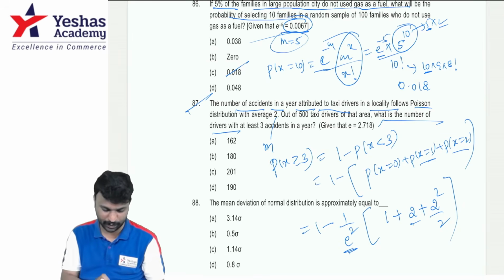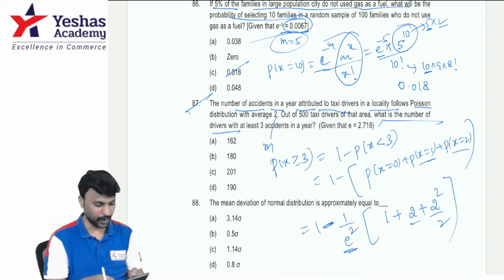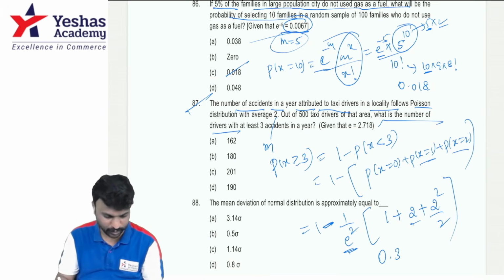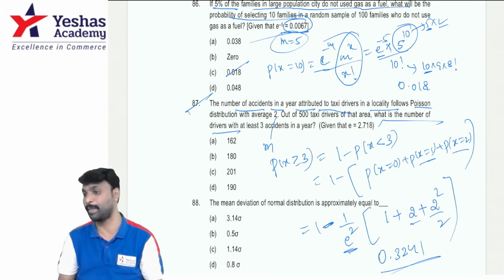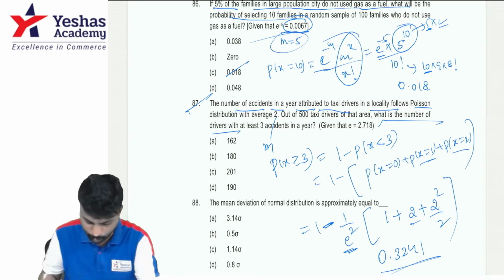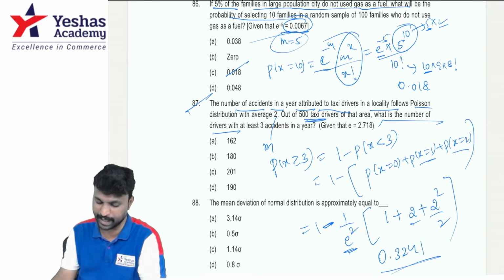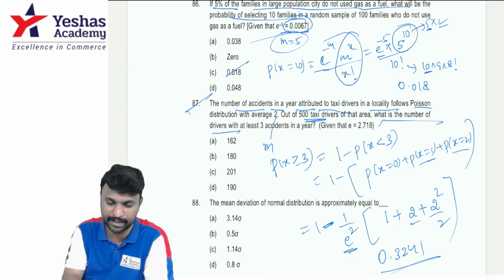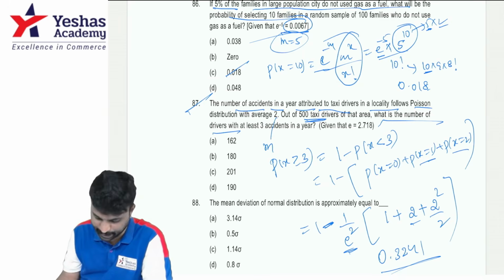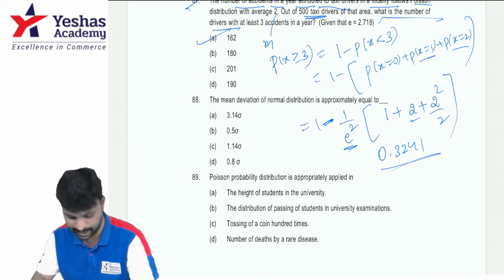2.72. Press equal to twice because power 2 it is. Make it negative by pressing plus or minus and add 1 to it. So you get 0.3241. This is the probability. But the question is, how many taxi drivers they're asking. So 500, you have to multiply that with total number of taxi drivers into 500. You get 162.08. That means option A is the right answer.